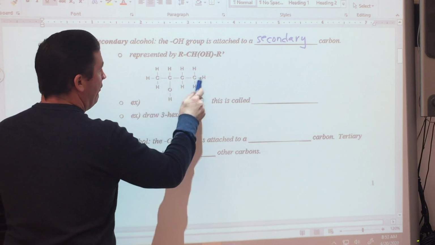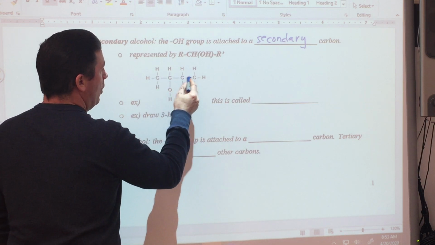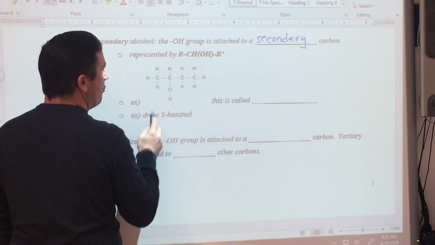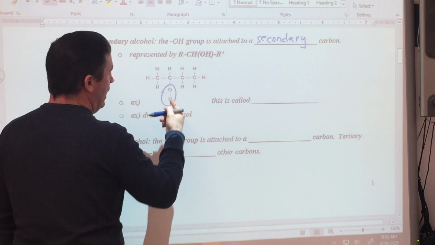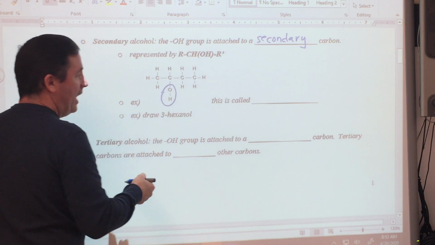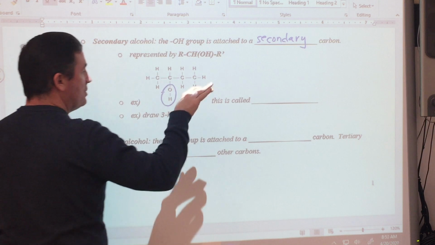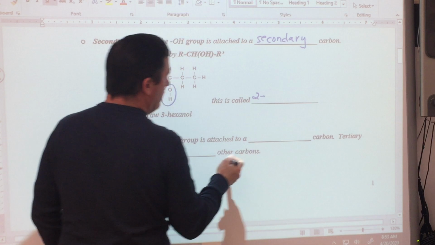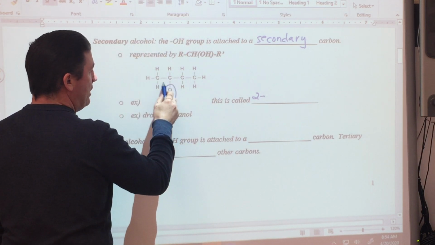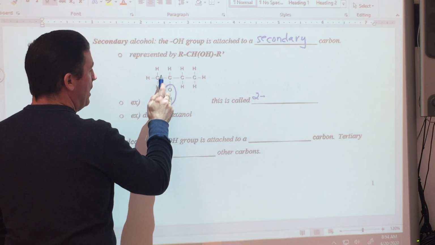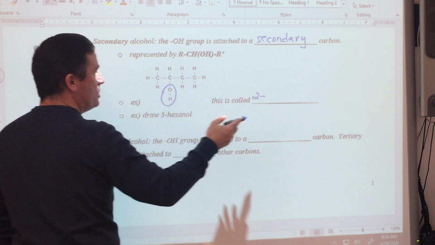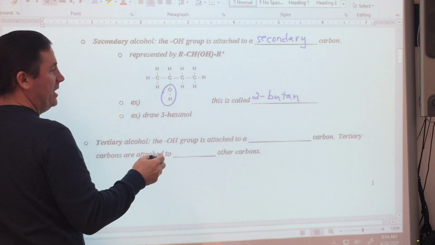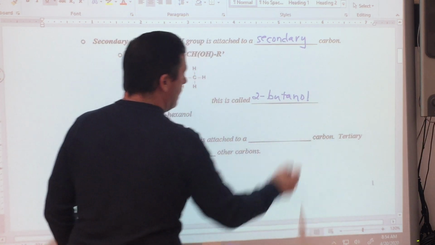Now how do I name it? Well, I've got 4 carbons: meth, eth, prop, and but. Is this 2 or 3? Well, this is my alcohol group, my hydroxyl group. I want it to have the lowest number, so I name the number to which it is attached, so that's 2. And then what's my longest chain? Meth, eth, prop, and but: butane. I take the E off and add OL. 2-butanol.